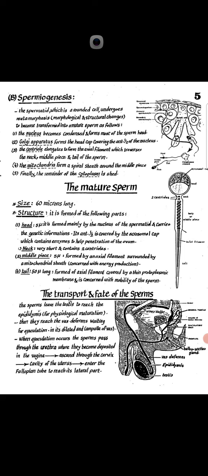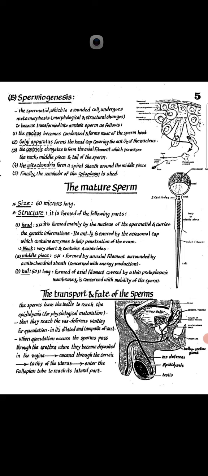Number 1, the nucleus becomes condensed and forms most of the sperm head. Second, the Golgi apparatus forms the head cap covering the anterior half of the nucleus. Third, the centriole elongates to form the axial filament, which traverses the neck, middle piece and tail of the sperm. Fourth, the mitochondria form a spiral sheath around the middle piece. And finally, the remainder of the cytoplasm is shed.